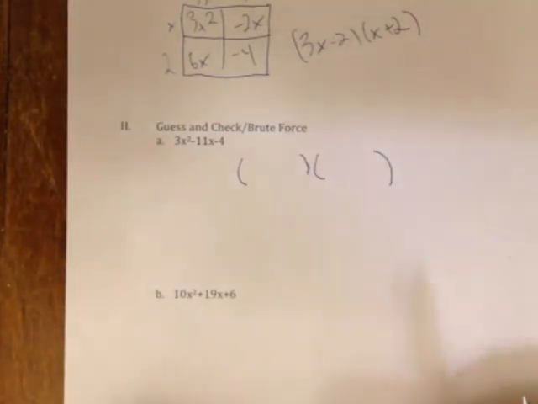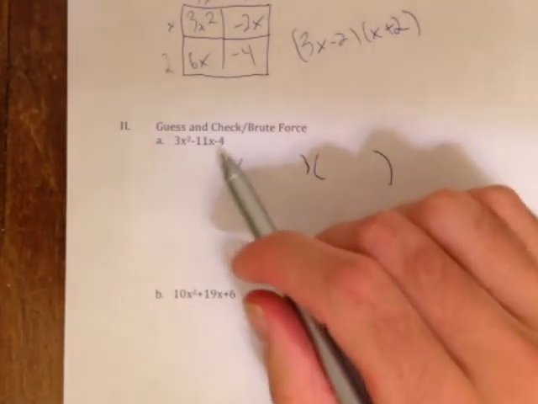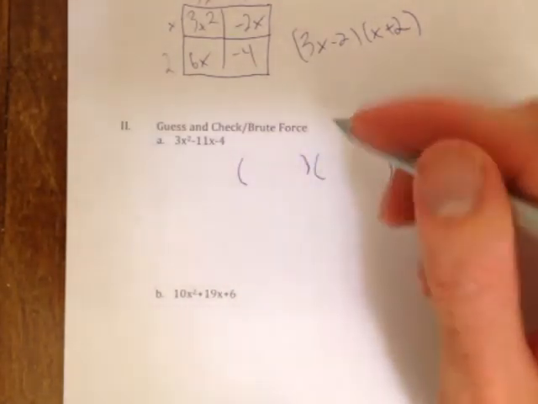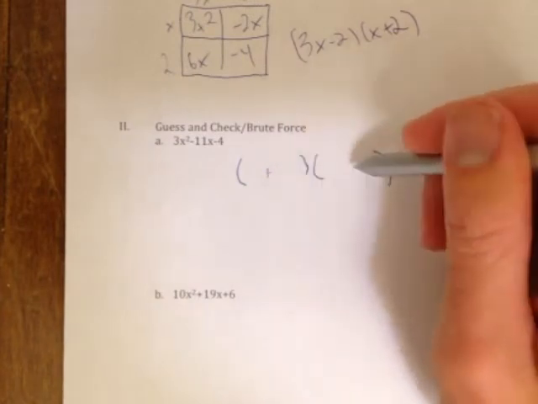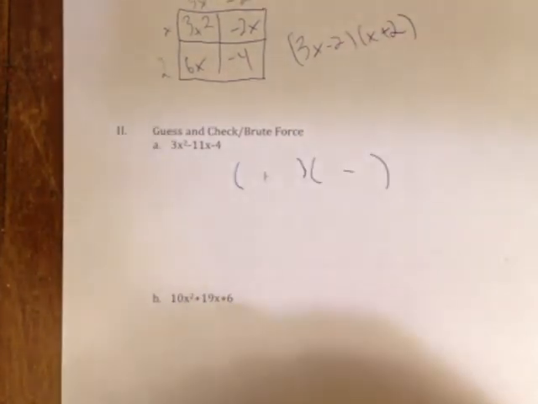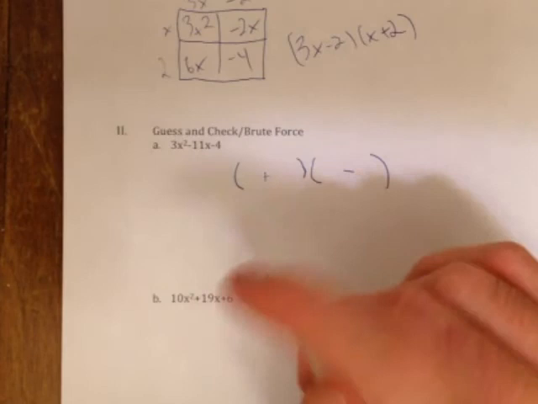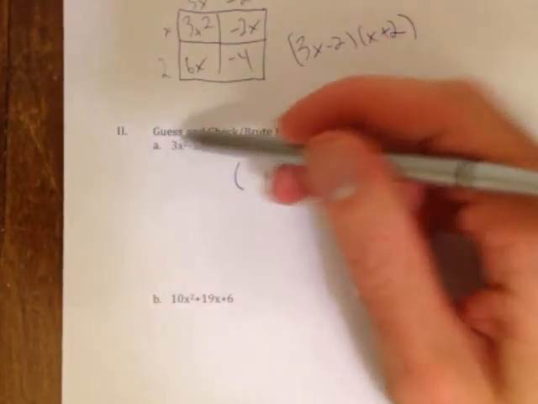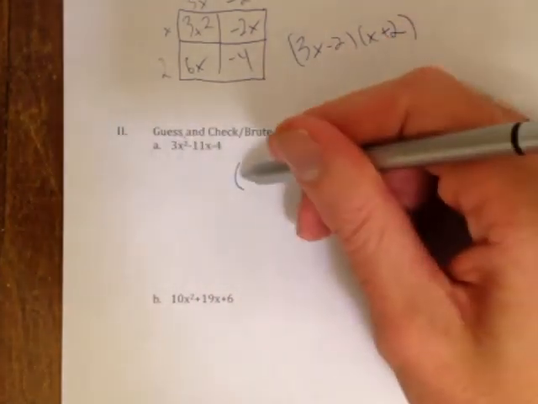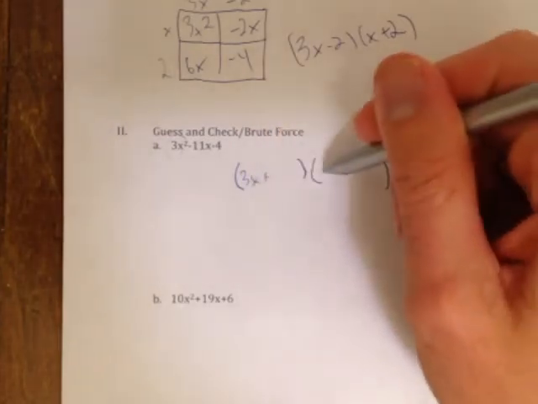And first thing you're going to do is try to figure out, well, what are my signs going to be? I have a negative 4 at the end, so one's going to be positive and one's going to be negative. I don't really know which one right now. And I know that since I'm starting with 3x squared, this one's a pretty easy one. One of these has to start with 3x, one of them has to start with x.